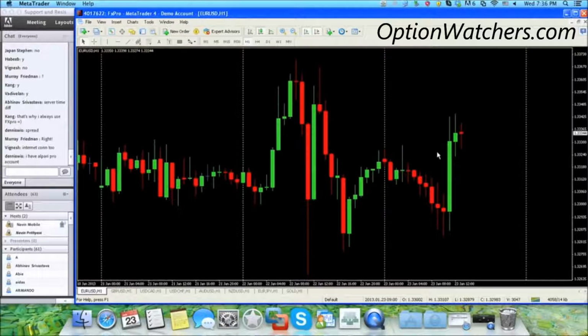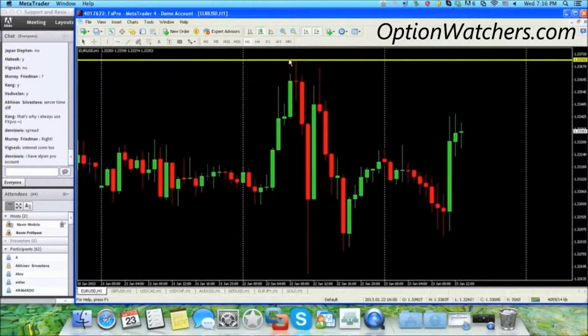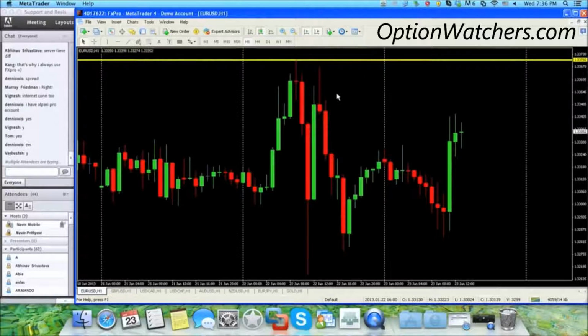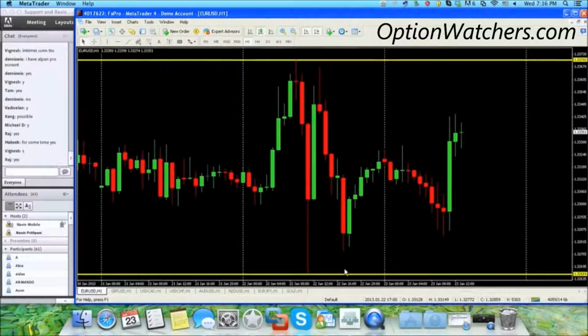Now, what is support and resistance? Is this area here a resistance? Right here? Yes. Okay, this is a resistance. This is where the market touched and bounced from. Okay, is this area here a support? Okay, anything above the market is called resistance. Anything below the market is called support.